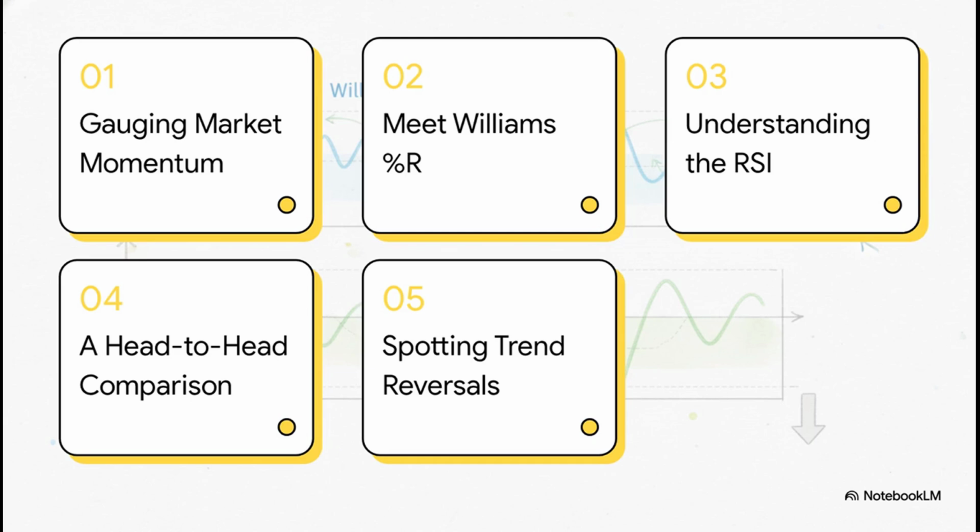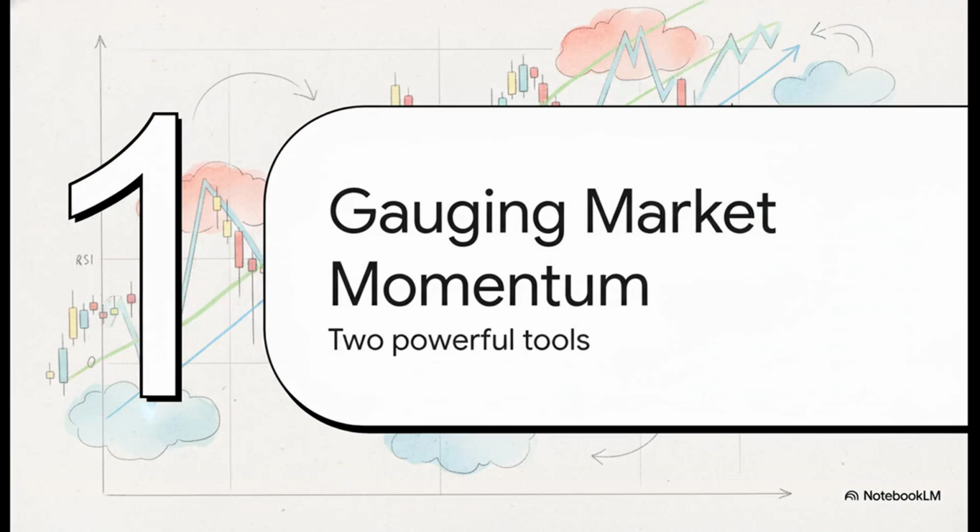Let's get into it. So, at their heart, both Williams R and the RSI are what we call momentum oscillators. I know, it's a technical sounding term, but the idea is actually super simple. Their job is to help us figure out when a stock might be overbought, meaning it's stretched too high, too fast, or when it's oversold, meaning it's been pushed down too far and might be due for a bounce.